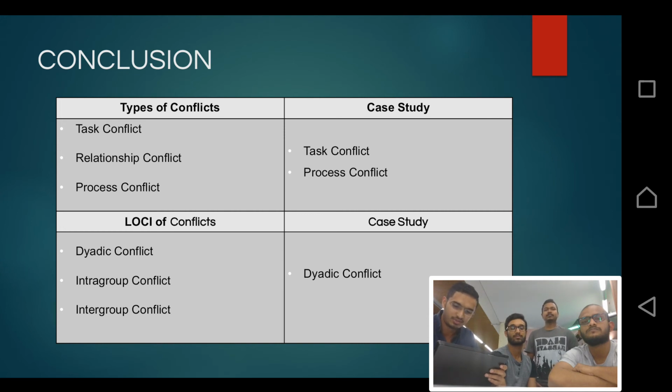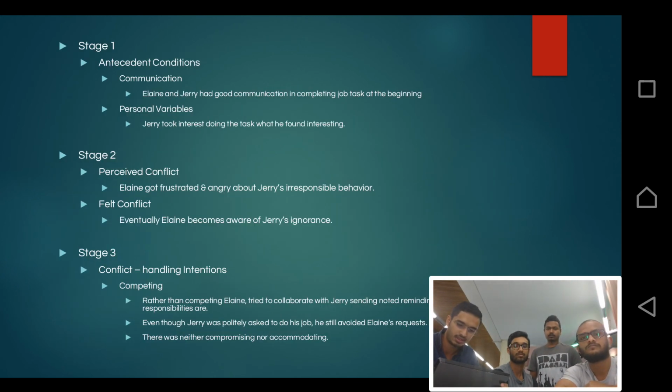Elaine used a technique called resolution technique, in which she created a shared goal where both had to work in order to get the job done. The final stage is called outcomes, and in this case study, we cannot see that the conflict has been resolved, and therefore there is no increased or decreased group performance.